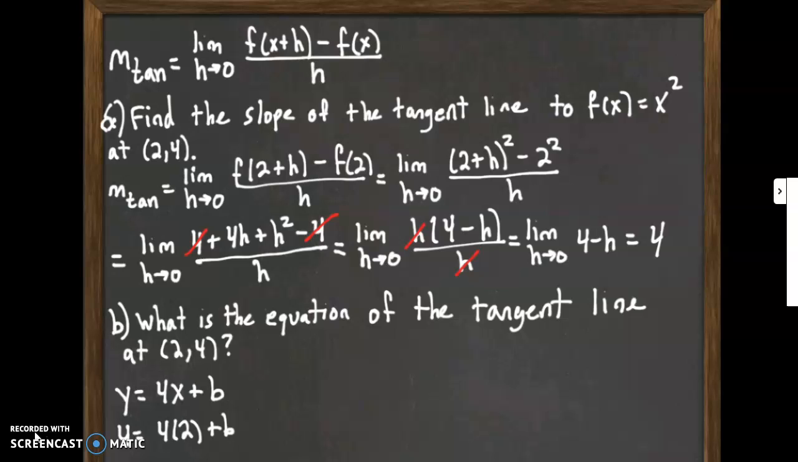And then we can solve that equation for b. So 4 times 2 will be 8. We'll need to bring that to the other side, and we get b equals negative 4. So the equation of our tangent line is y equals 4x minus 4. So in part A, we found the slope of the tangent line, and now we've used that slope along with the given point to figure out the equation of that tangent line.